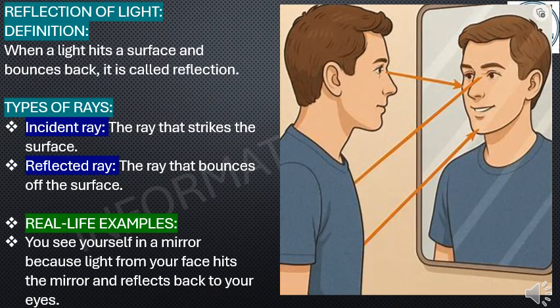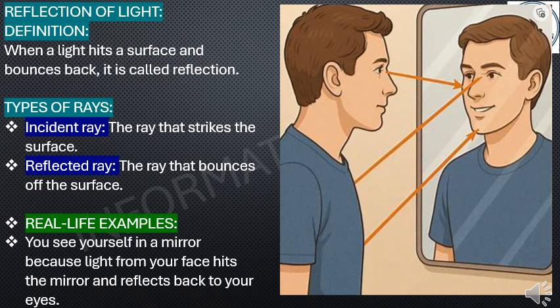Okay, let's talk about something shiny, the reflection of light. So, what happens when light hits a surface and decides to bounce back like a basketball off the floor? That is called reflection. Now, meet our two ray buddies. Incident ray, this is a brave ray that goes in first and hits the surface. Reflected ray, this is a ray that says, nope, I am out here, and bounces back.